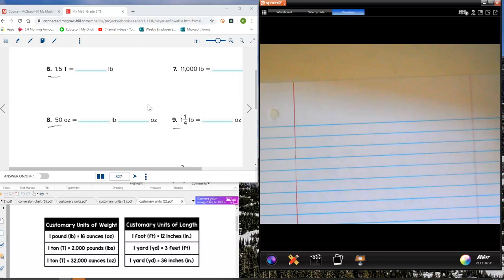Next, what I do, boys and girls, is I figure out how many pounds are in a ton, which down here in the chart, 2,000 pounds equals 1 ton. So I'm going to go ahead and take 7,000. I'm going to divide it by the number of pounds in 1 ton, which is 2,000. And I can do some mental math or just some dividing here.